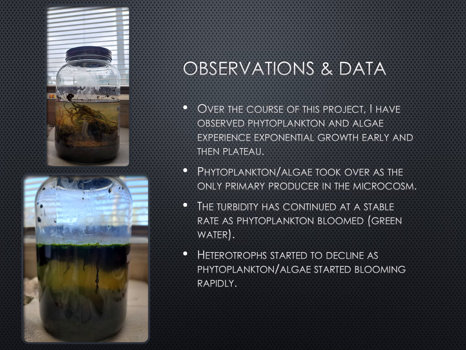Observations and data. Over the course of this project, I have observed phytoplankton and algae experience exponential growth early and then plateau. Phytoplankton and algae took over as the only primary producer in the microcosm. The turbidity has continued at a stable rate as phytoplankton bloomed. Heterotrophs started to decline as phytoplankton and algae started blooming rapidly.